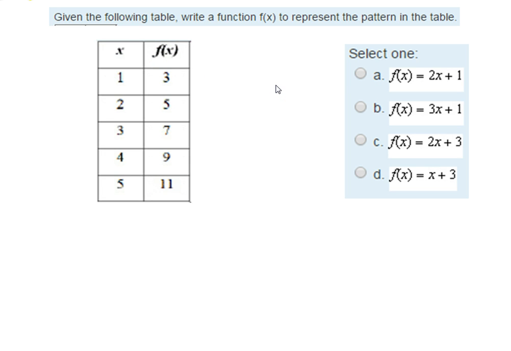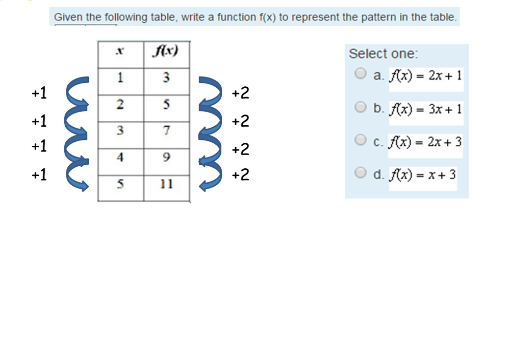So what I'm going to do here is find the slope of the relationship. I notice that the difference from 3 to 5 is 2, 5 to 7 is 2, 7 to 9 is 2, 9 to 11 is also 2. And on the other side, the difference of the x values, I notice those are all positive 1. It's increasing by 1. So I'm finding the slope. The slope is the difference of the y values, or in this case the f of x values, over the difference of the x values. So 2 over 1, 2 over 1, 2 over 1, 2 over 1. We can clearly see that the slope of this relationship is 2 over 1.